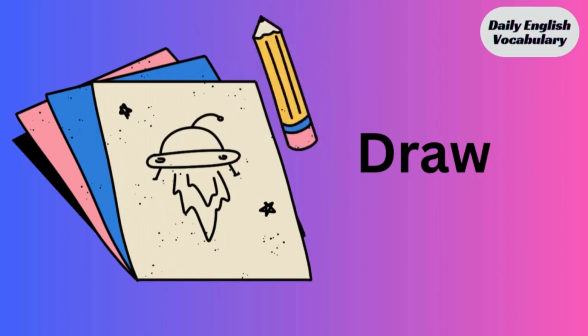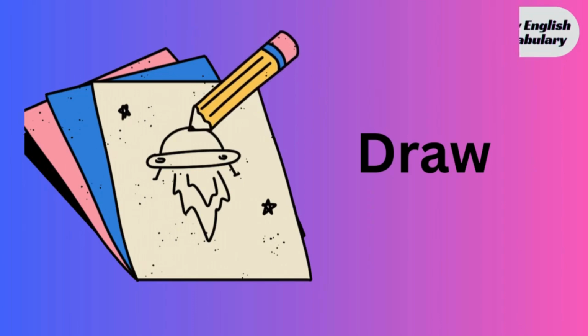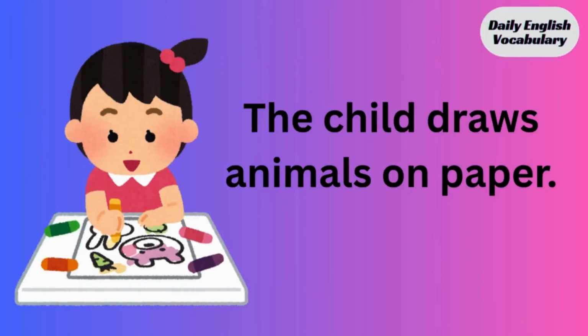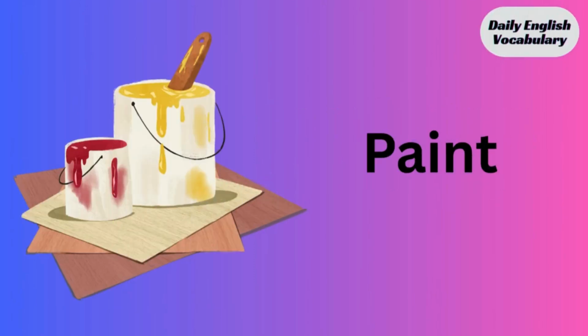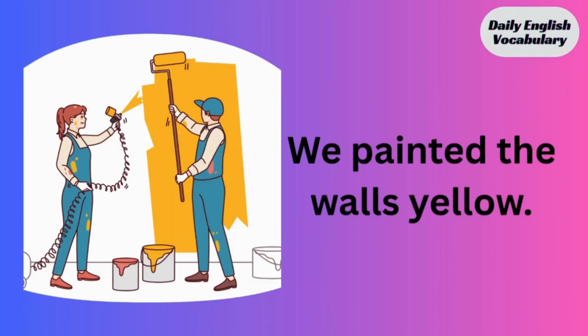Draw. The child draws animals on paper. Paint. We painted the walls yellow.